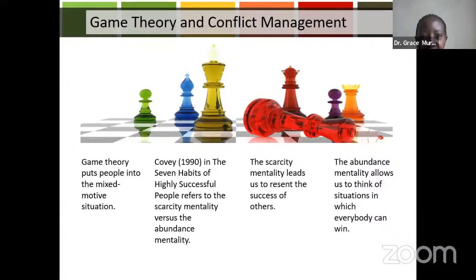Now, game theory and conflict management. How many of us play chess? Anyone here plays chess? Just say yes. Anyone? Chess is a very interesting game.